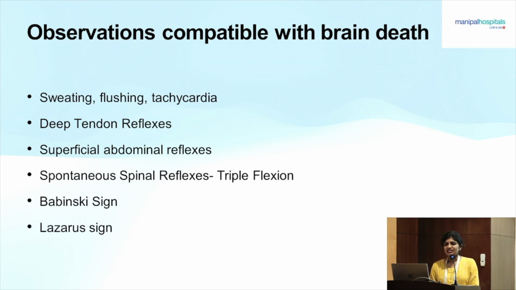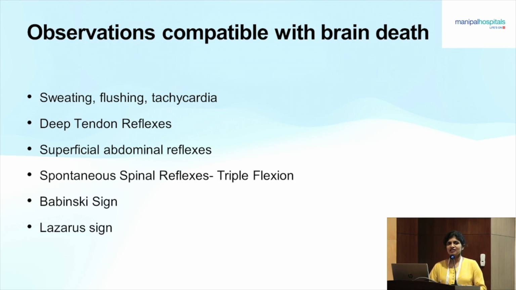So there are some observations which are compatible with brain death. Basically, if you see the patient sweating, flushing, or tachycardia, these things don't mean anything; the patient is still brain dead. Sometimes deep tendon reflexes can be there, superficial abdominal reflexes, then triple flexion, that is flexion at the hip, knee, and dorsiflexion at the ankle, Babinski's sign, and Lazarus sign.